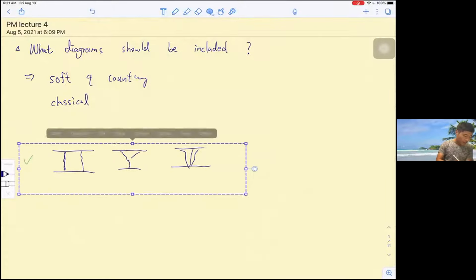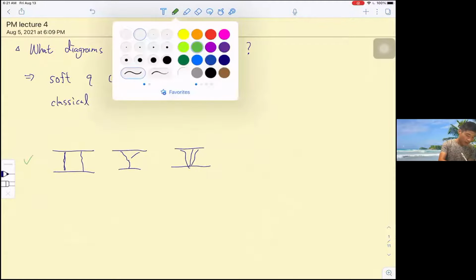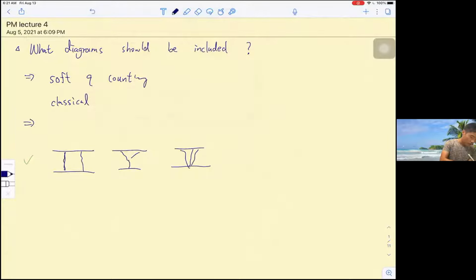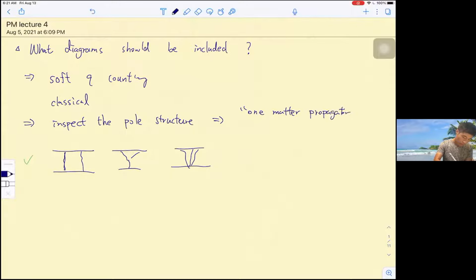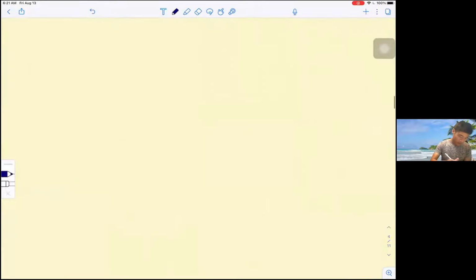But this is not actually the entire answer. In general, you have to refine it by inspecting the pole structure. In particular, we usually need one matter line, one matter propagator, per loop. You can show this. Oops, what happened?